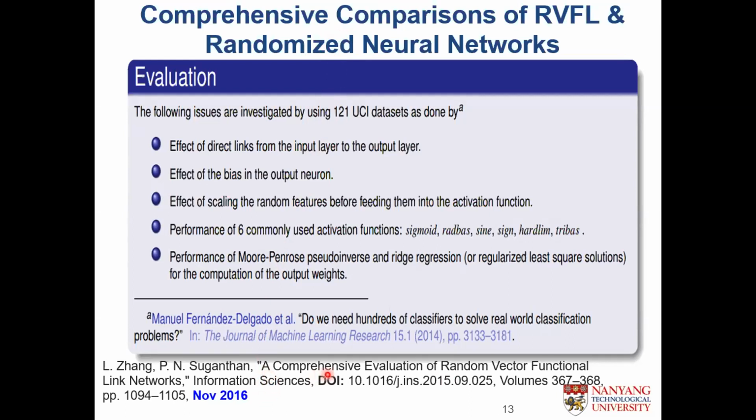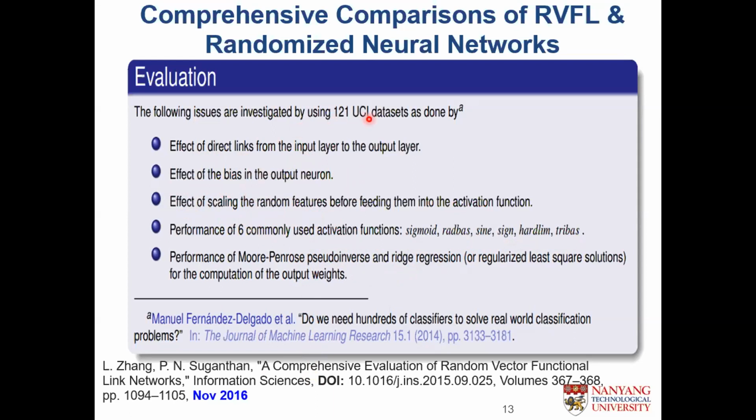Even though we say comprehensive evaluation of RVFL, when we remove direct links or when we remove bias and so on, we will obtain other randomized neural networks. So in our work, we evaluated the importance of direct links, the importance of bias, the scaling of randomization and so on. A few different activation functions were also considered. Whether regularization is useful, we investigated that also.